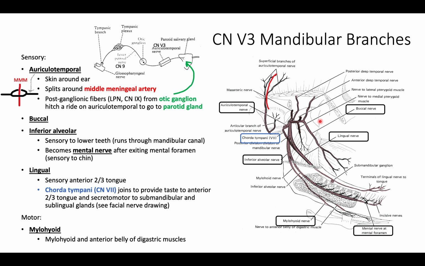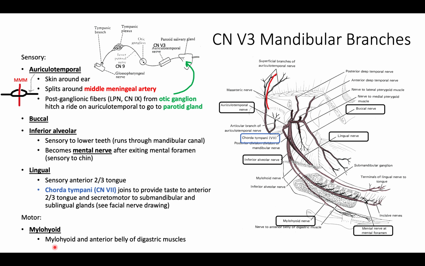Okay, so here are the mandibular branches of V3. For sensory, we've got auriculotemporal, buccal, inferior alveolar, and lingual. And then for motor, we have mylohyoid. And so we'll start with motor because it's only one thing.